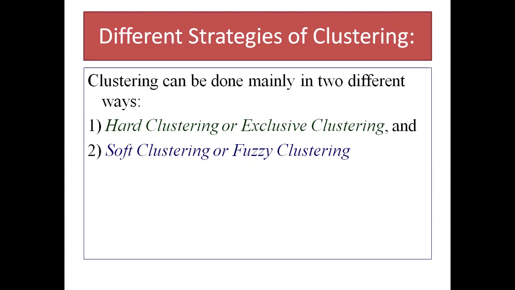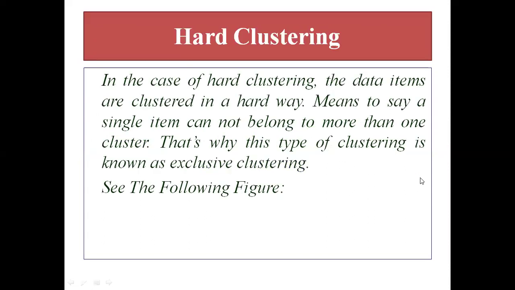Now there are different strategies of clustering, although mainly in two different ways. First, hard clustering, which we also call exclusive clustering, and soft clustering, or fuzzy clustering. In hard clustering, data items are clustered in a hard way. This means a single item cannot belong to more than one cluster. That is why this type of clustering is known as exclusive clustering.